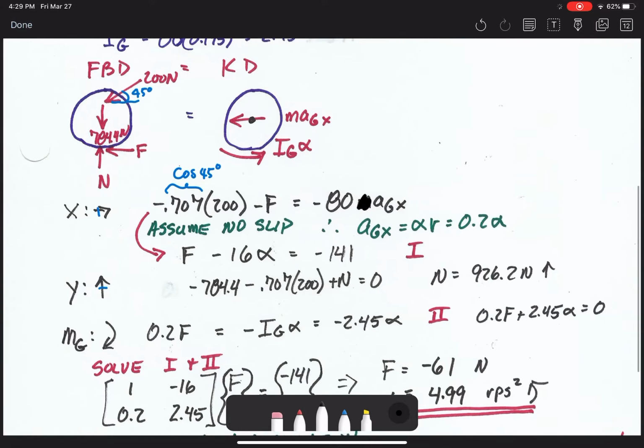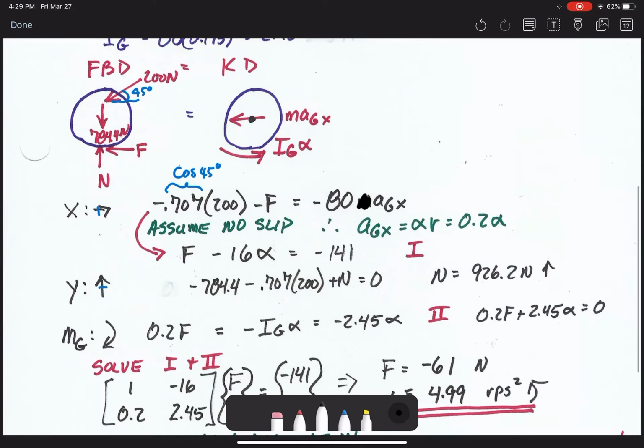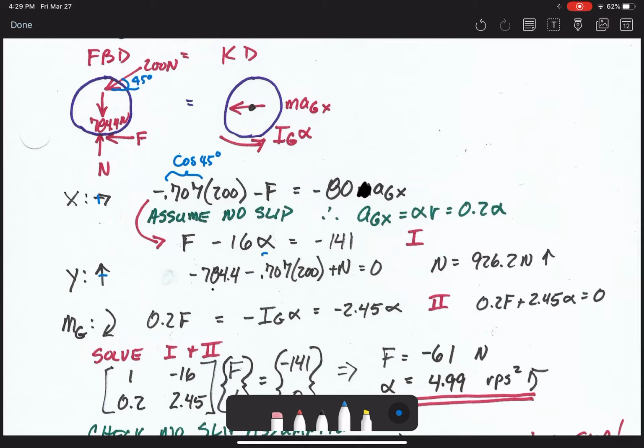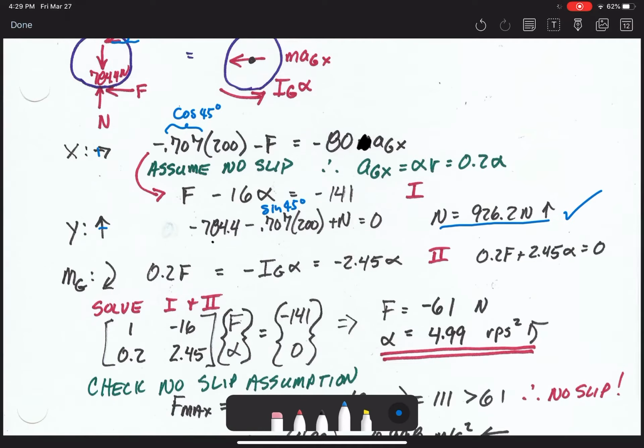From that, assume no slip. We talk about that later. Let's do the y direction. So in the y direction, this is the weight, this is 200, so this is sine 45 degrees, 0.707 times 200, plus the normal force, so we find the normal force. So the equation in the y direction is gone because we already found N. Then the moment about G will be equal to I_G alpha.